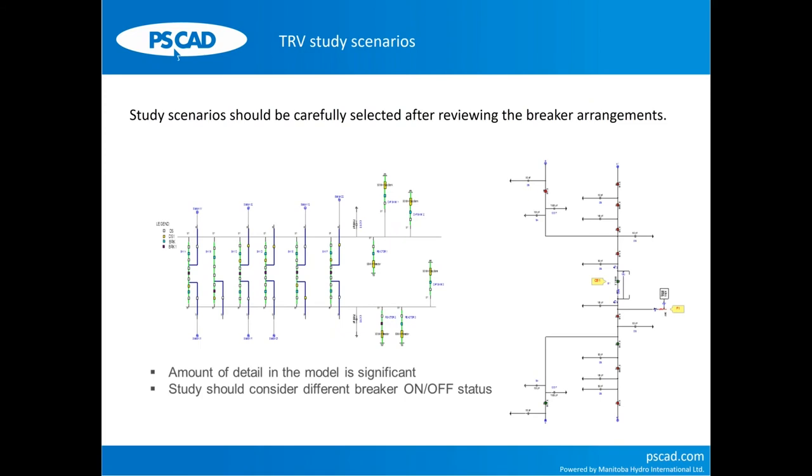So it's very important to look at the credible arrangement of the breakers in your substation, then make the correct choices of breaker operation, and then apply the fault and perform the TRV. This is very important, because it can lead to fictitious values if you close or open all the breakers. It may give a wrong current contribution. Therefore, it's important to look at the credible scenarios.